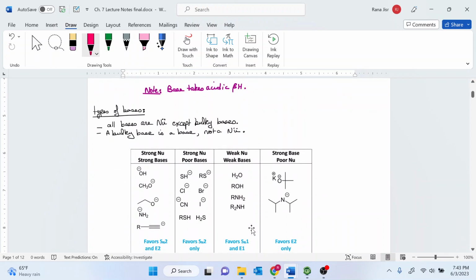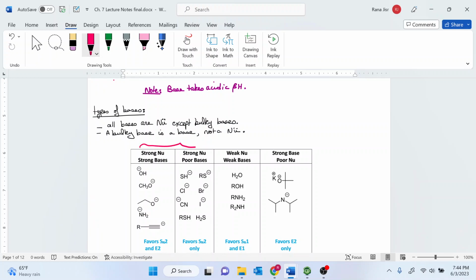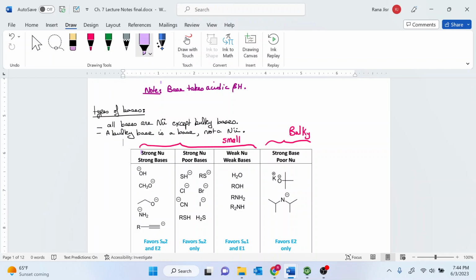There are two types of bases. There are small bases and bulky bases. So this is going to be the small bases over there. So these, we call them all small bases. And then we have here bulky bases. Now, small bases can either be strong or they can be weak.